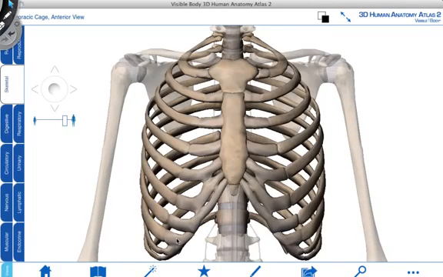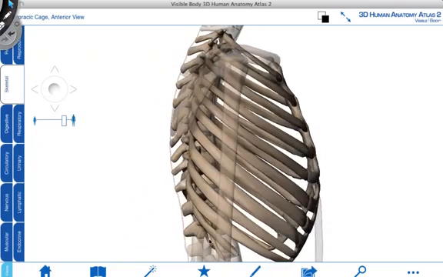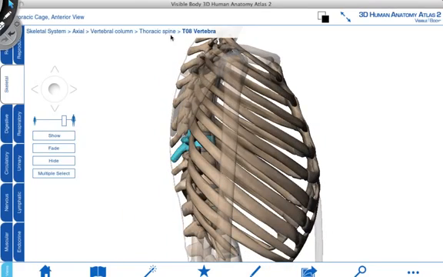The last part of the skeleton of the thoracic cage includes the thoracic vertebrae. And we've discussed the thoracic vertebrae in more detail in another tutorial. But just to briefly mention, we have 12 thoracic vertebrae. These 12 articulate with all 12 ribs on either side, and they form the posterior aspect of the thoracic cage.